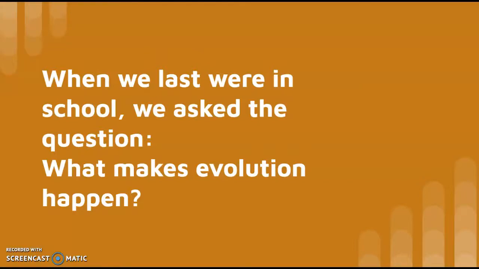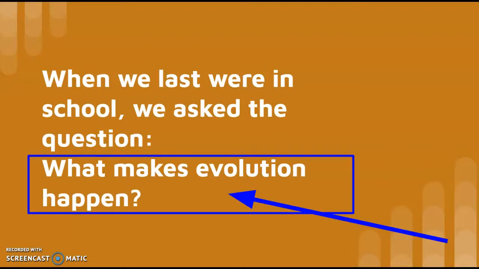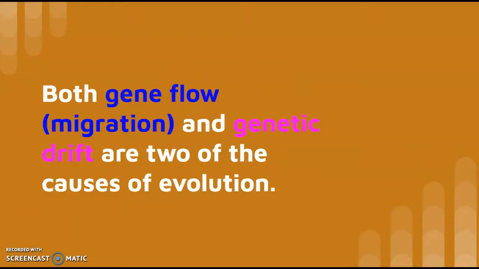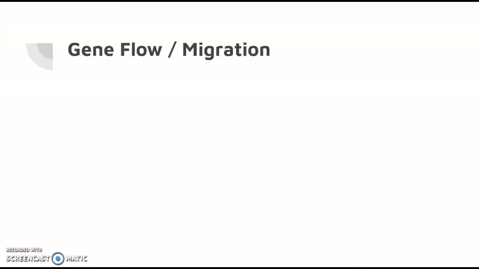When we were last in school, we asked the main question, what makes evolution happen? That is the question we're still answering now, or what causes evolution? This is the question we'll be looking at today. Both gene flow, or migration, and genetic drift are two causes of evolution. This means gene flow and genetic drift are the things that make evolution happen.